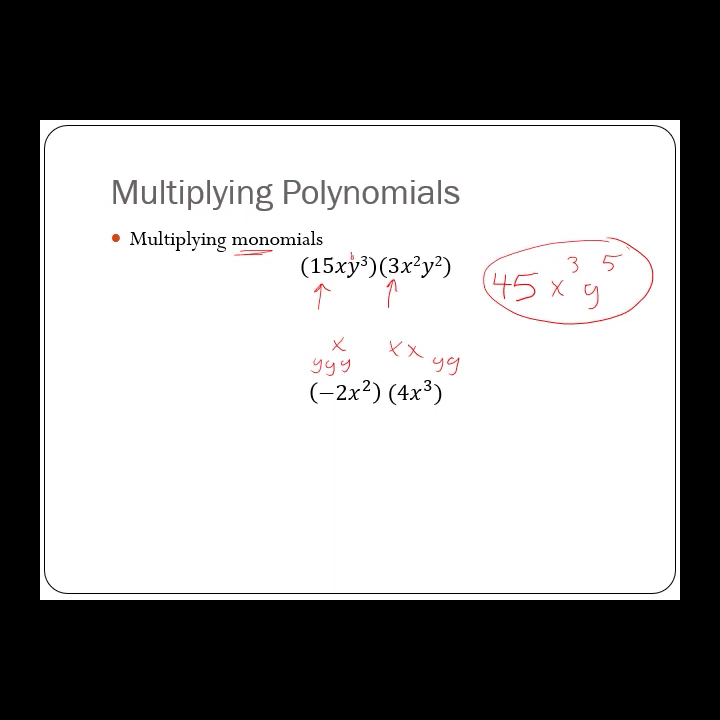Multiplying the bottom one, -2 times +4 is -8, so that's our new coefficient. And then what do we have? 2 x's from the first and 3 x's from the second. So altogether we have 5 x's. So that would be the answer to the second monomial.